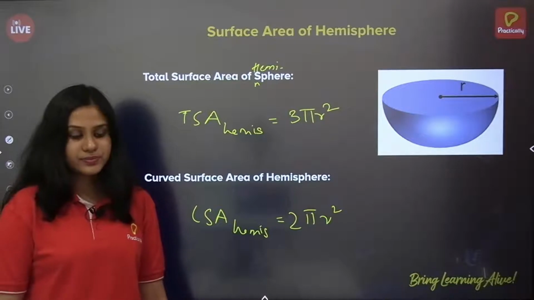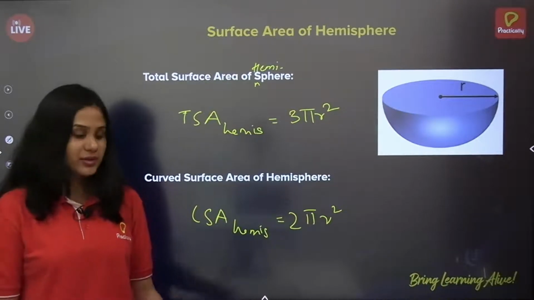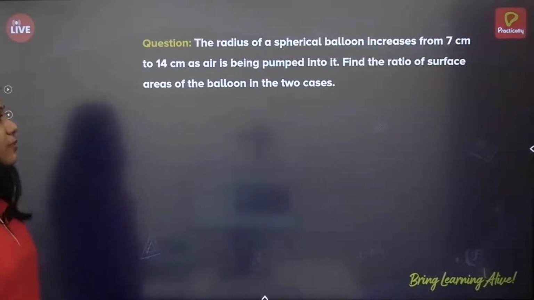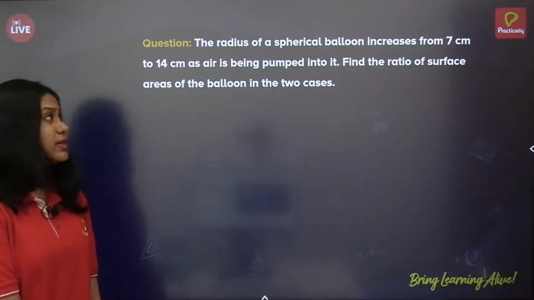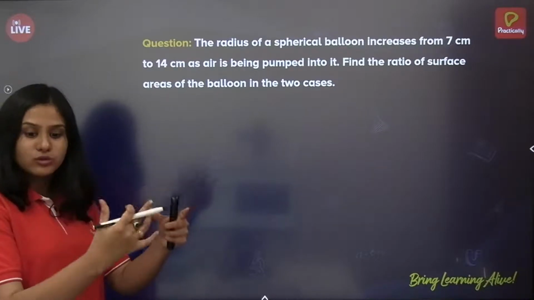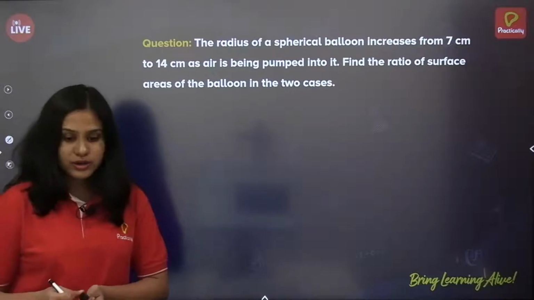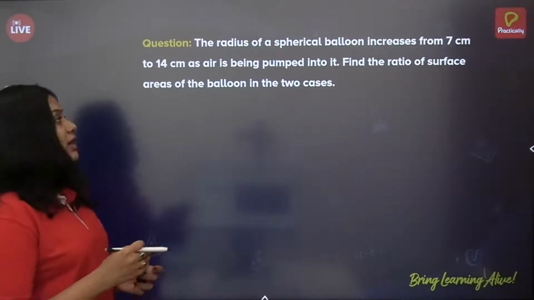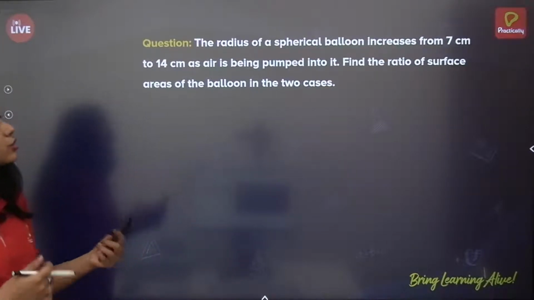Alright, so now we are done with the formulae, and what's the next step? You know it, we have to solve a problem. So let us do it. The radius of a spherical balloon increases from 7 centimeters to 14 centimeters as air is being pumped into it. There is a balloon. Okay, Saraswati has given the answer. Alright, very good. Okay, right, so shall we get back to this question? Yes. So I'm just reading it again.